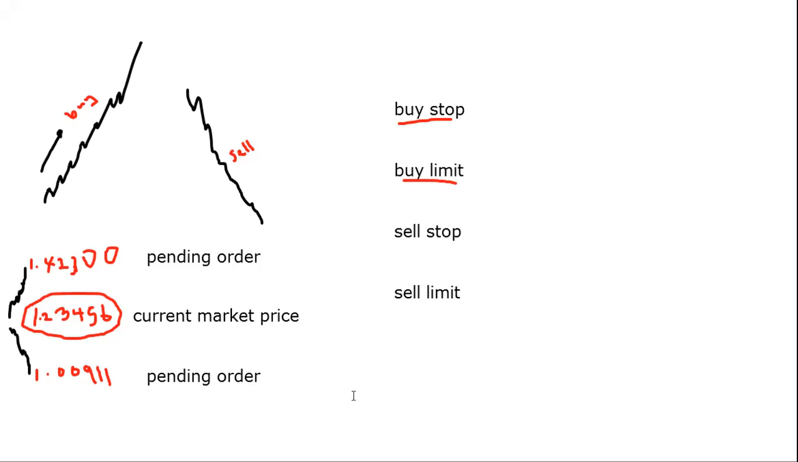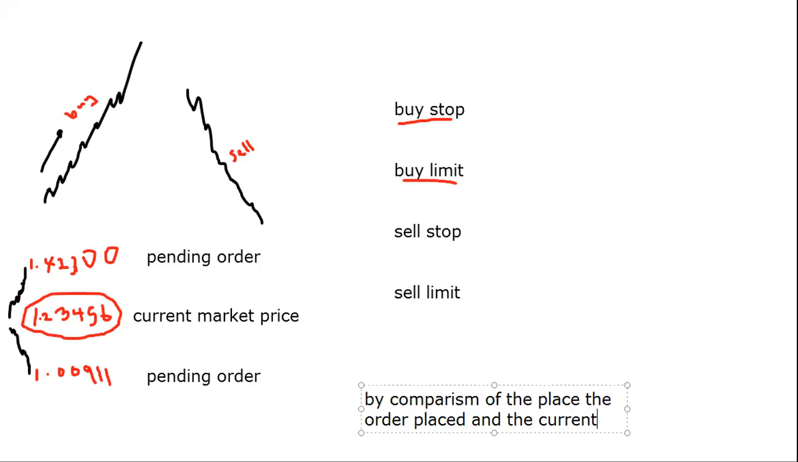So the type of order is determined by comparison of the point the order is placed and the current market price. The point the order is placed and the current market price: this is what determines the type of order. So two things are there. Where do I place the order with regards to the current market price?